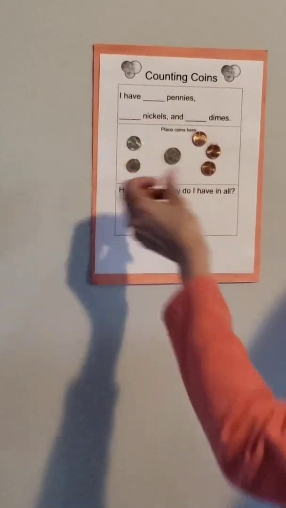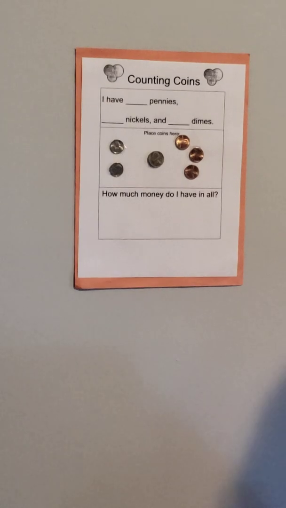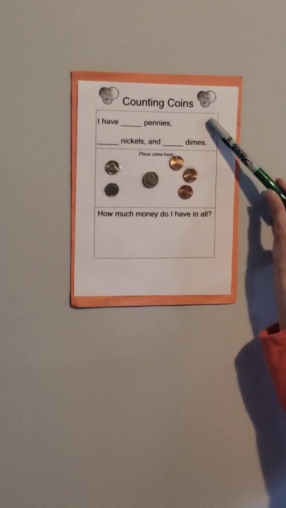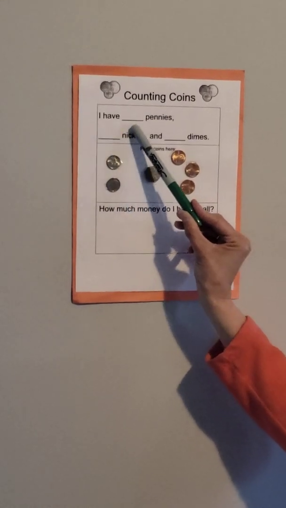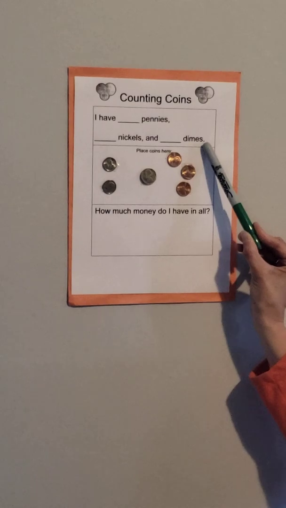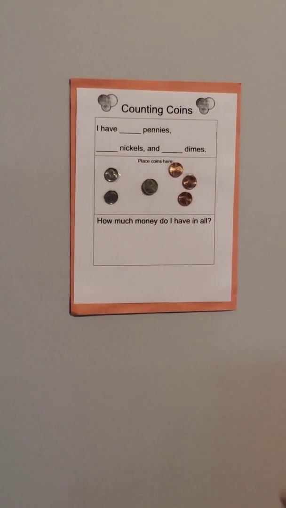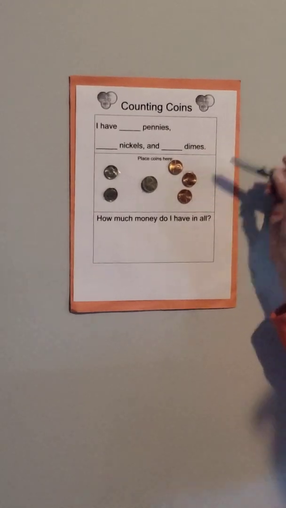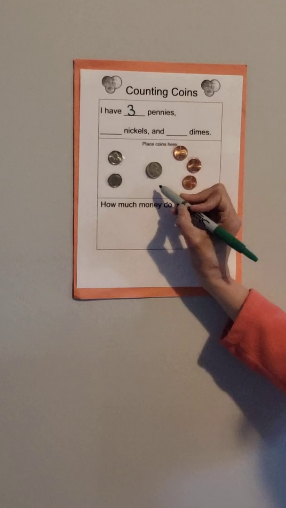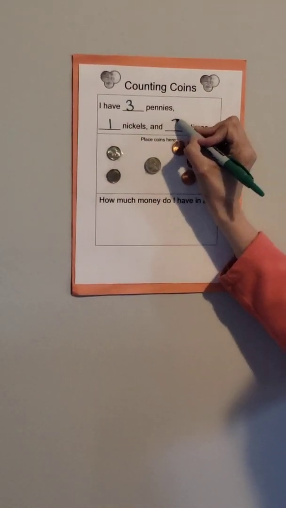Once you get your coins on your paper, I recommend that you go ahead and sort them by what kind of coin they are. And then you'll be ready to start the top section of your activity. It says, I have blank pennies, blank nickels, and blank dimes. This is where we write how many of each type of coin we have. So I have 3 pennies, just 1 nickel, and 2 dimes.